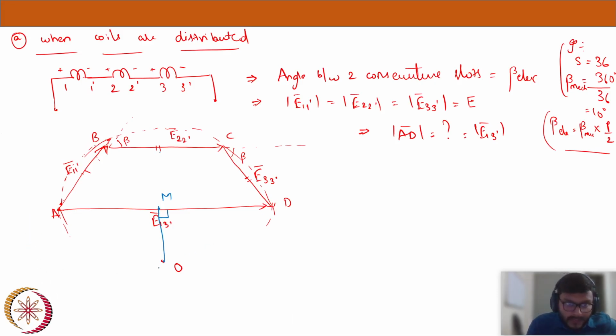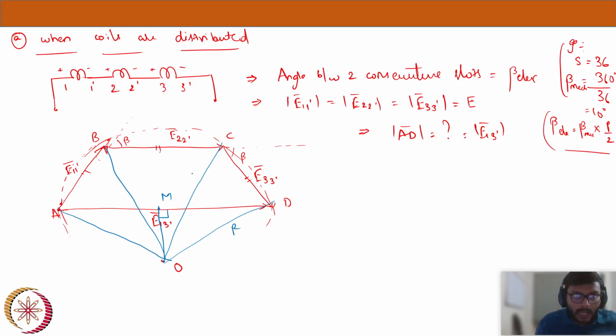From the center, we know what the radius is: OD and OC and OB and OA. These are the radius of the circle. Let's say we're denoting the radius of the circle by R. Then E13 dash, the resultant which we are interested in, we can calculate in terms of the radius of the circle.